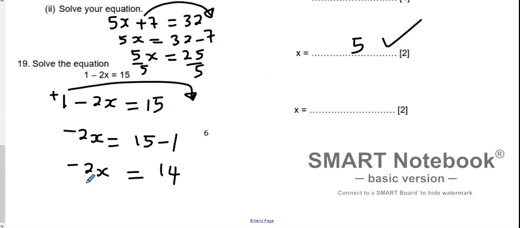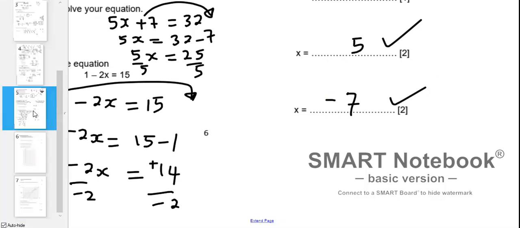To find the value of x, you need to divide by negative 2. Positive divided by negative, this will be x equals negative 7. Okay, that is your answer. All right, so do we have the next question? Yes, we do.